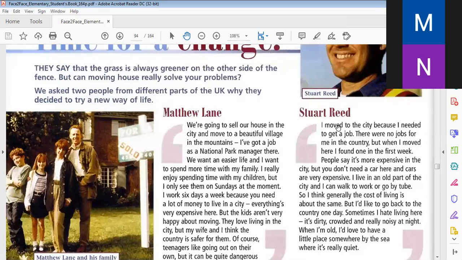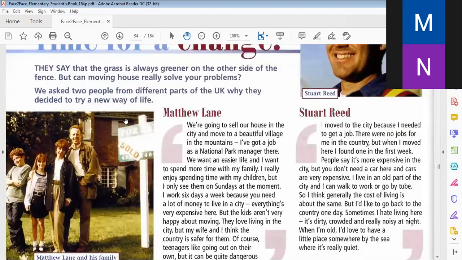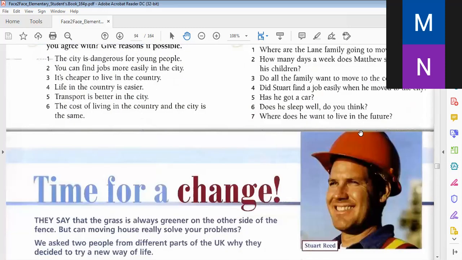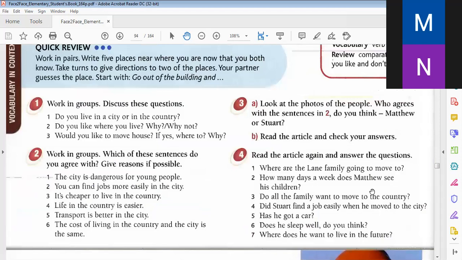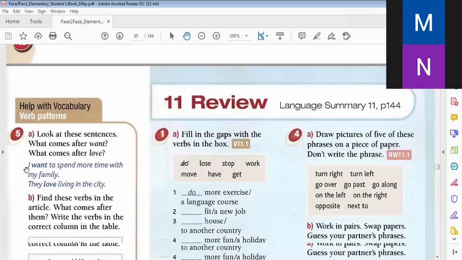Why did Stuart leave the countryside? Why did he go to the city? And we also want to find out, why did Matthew and his family sell their house in the city and move to the country? Why? So this is our next lesson, and we will do this, and then we'll answer the questions. And we will also talk a little bit about comparatives.